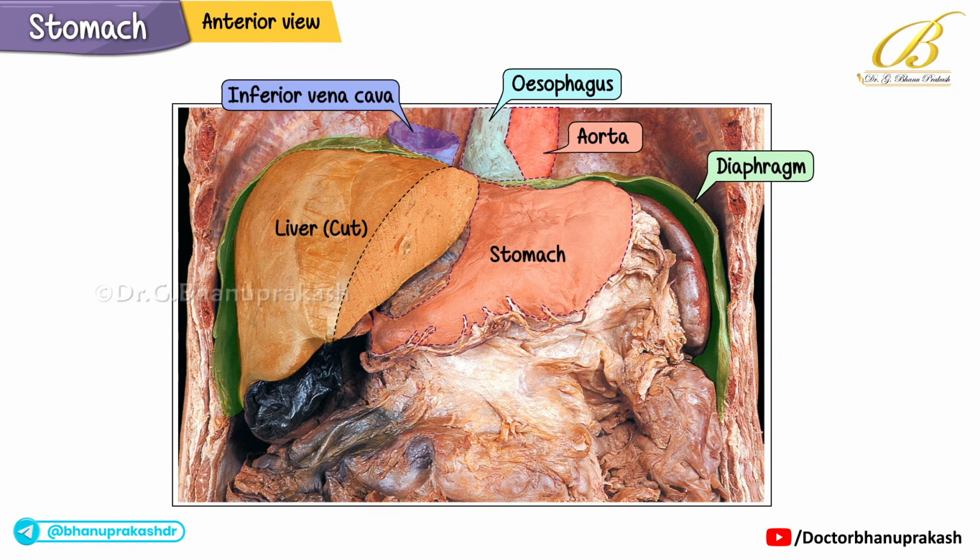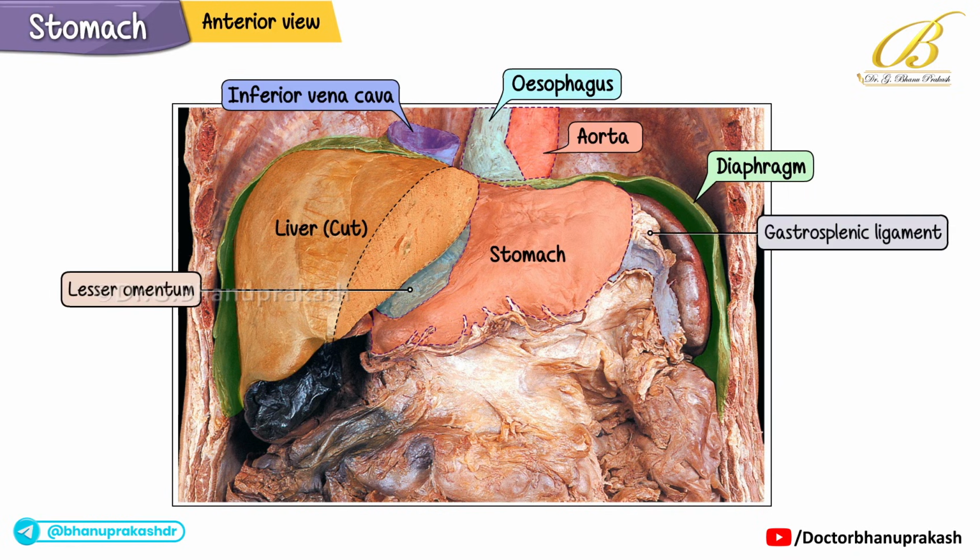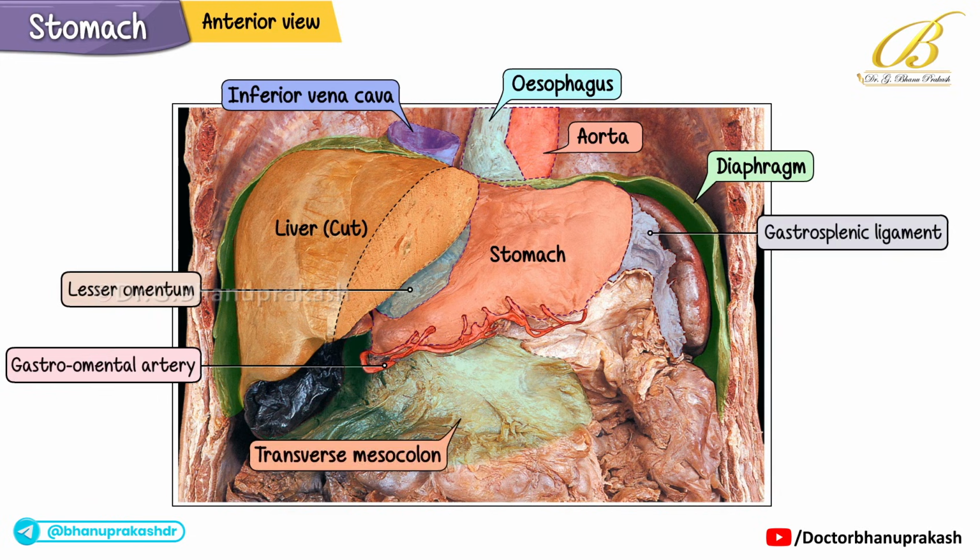Between the liver and the lesser curvature of the stomach, we can identify the peritoneal fold called the lesser omentum. On the left side, connecting the stomach and the spleen, is the gastrosplenic ligament. Running along the greater curvature, the gastroomental artery can be observed. Finally, beneath the stomach, we can see the transverse mesocolon, marking its relation to the large intestine.